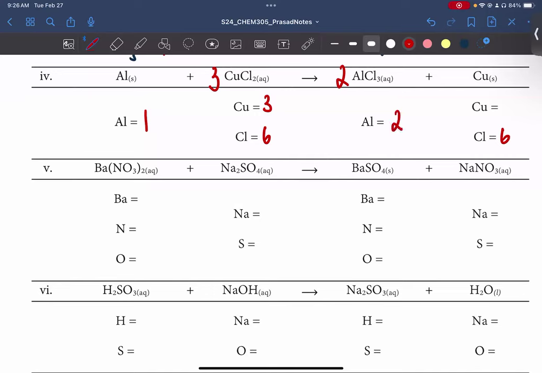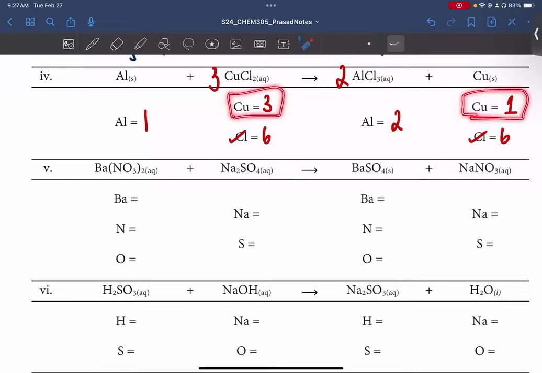We have two aluminums on the right and only one copper. So we've balanced chlorine, but at what cost? Everything's now out of sync. That's no worry though, we can keep it going. Just because I see it first, let's do copper.